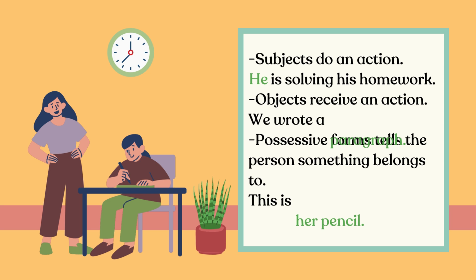Objects receive an action, like we wrote a paragraph. What did we write? A paragraph. It received the action. And possessive forms tell the person something belongs to, as in, this is her pencil. Her pencil is a possessive form, telling us that this pencil belongs to her.